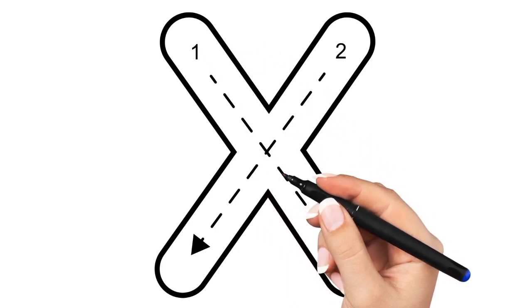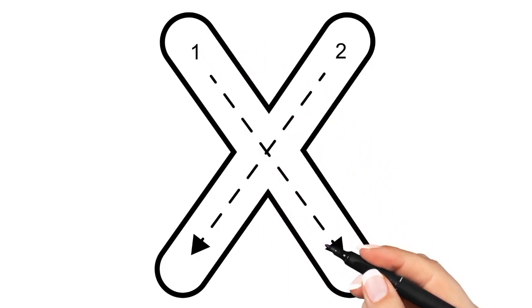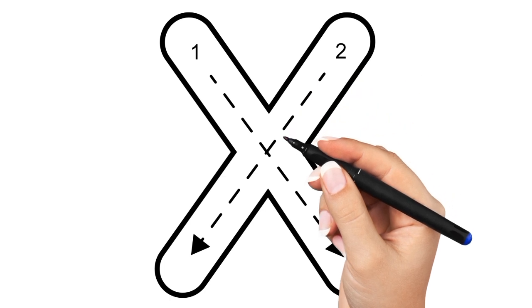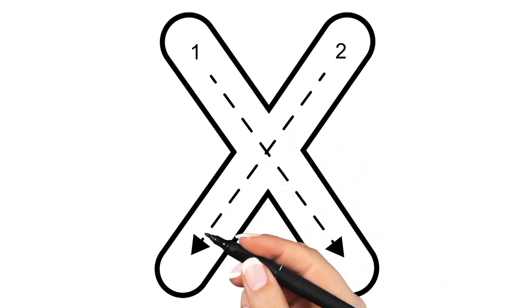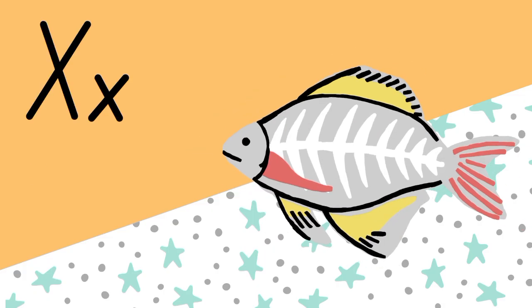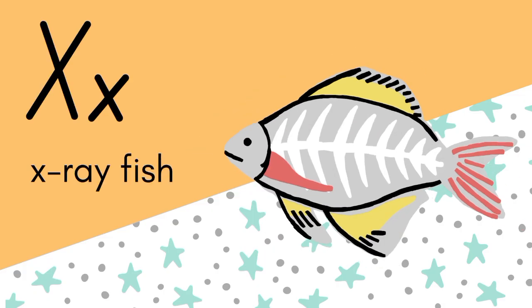1. Draw a diagonal line downwards. 2. Draw a diagonal line outwards cutting each other in the center. Yes! It's X, and X is for X-ray fish.